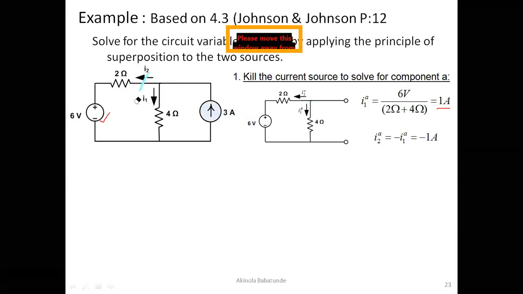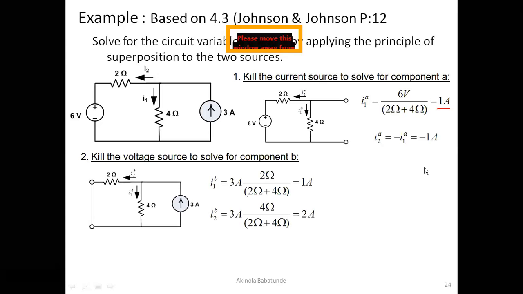The next thing we want to do is to restore the current source and then kill the voltage source. So kill the voltage source to solve for component B. If you do that, this is what you would have. When you restore this, we have our 3 amperes back as the current source, but this time around, this place is a short circuit, because when you kill voltage sources, you replace them with a short circuit. In this particular case, we now have I1B and I2B.